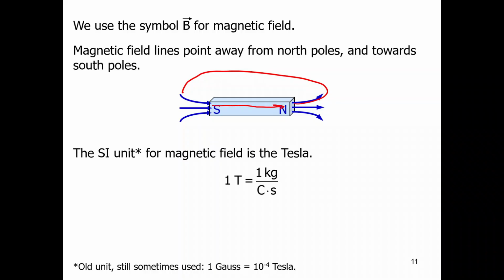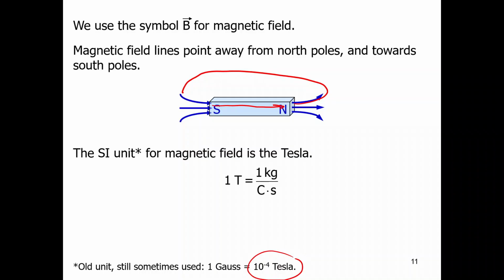The SI unit for a magnetic field is the Tesla. A Tesla is 1 kilogram per coulomb times seconds. The old unit is the Gauss. So you may see problems, or if you look stuff up on the internet, in terms of Gausses. A Gauss is 10 to the negative 4th Teslas. So just a slightly different version.